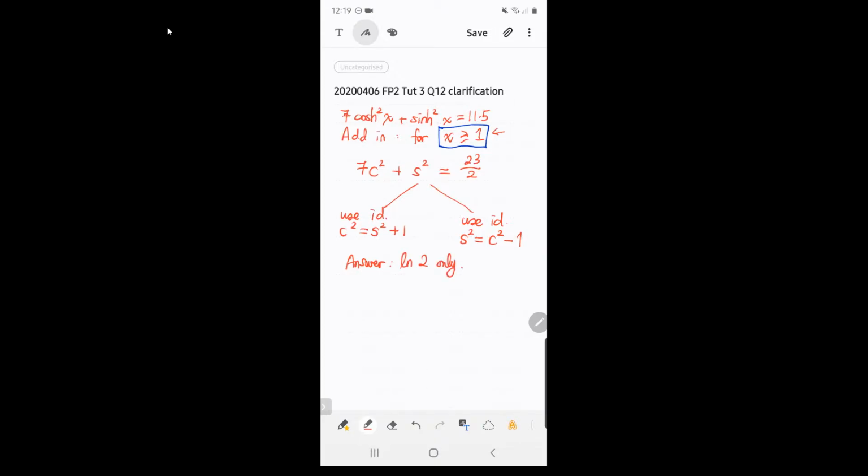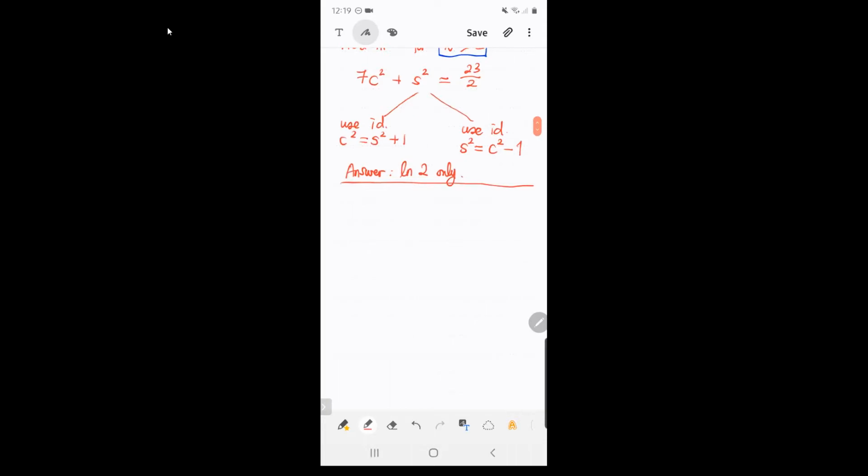Right. This one is for the new syllabus. That means the syllabus that you are currently studying. Now for the old syllabus, why do you have 2 answers for the old syllabus? So why 2 answers?